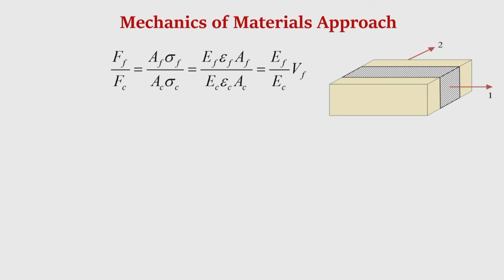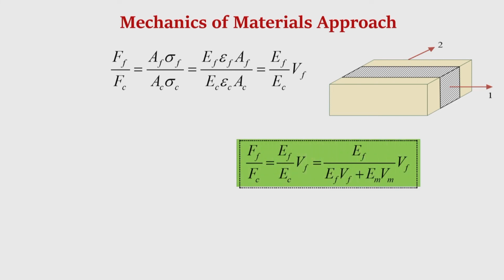Now, given a load applied along 1 in a lamina, what is the proportion of the load that is carried by the fiber? Now, fibers are very strong and stiff.